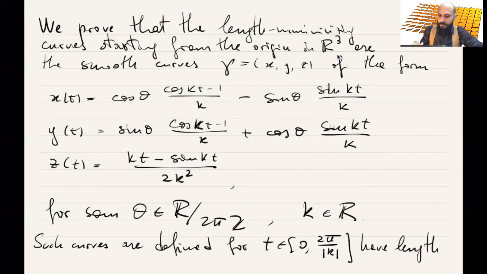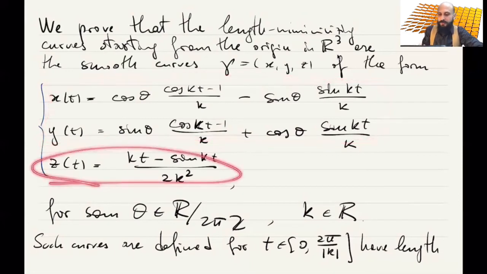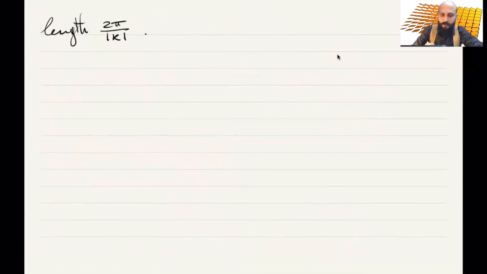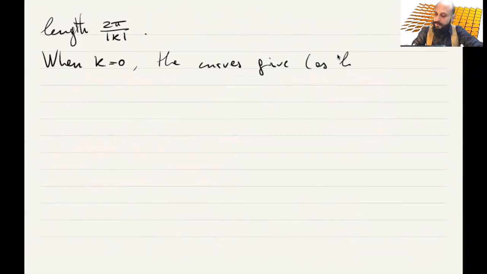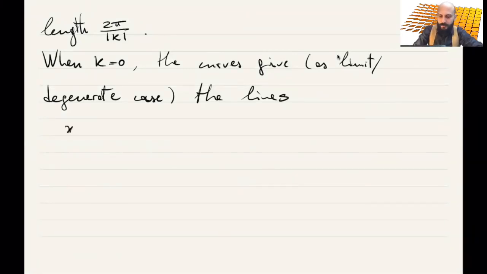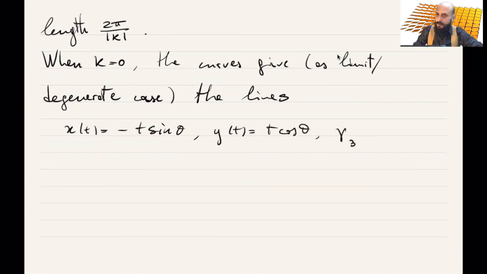Now, if you also look at what's happening when k is equal to 0, all these formulas converge to something, so we can really still make sense. And as we said, this converges to a line, and I will write what the limit is. So when k is equal to 0, these curves give as limit, or degenerate case, the lines, let's write the lines, x of t is equal to minus t sine theta, y of t is equal to t cos theta, and gamma 3 z.